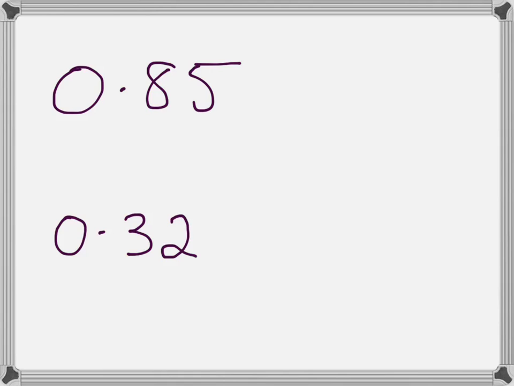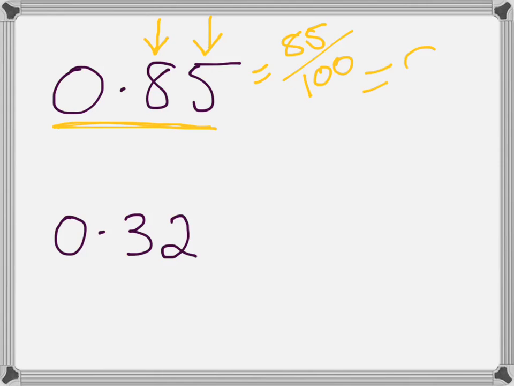So if I look at the top one at 0.85, this one here is tenths and this one is hundredths. So the 8 is 8 tenths and then the 5 is 5 hundredths. So if I've got 8 tenths and 5 hundredths, I've got 85 hundredths. So that equals 85 hundredths. And if I've got 85 hundredths, that equals the same as 85%.